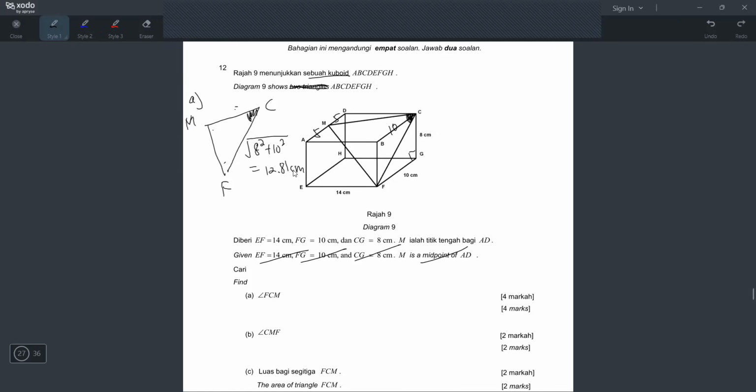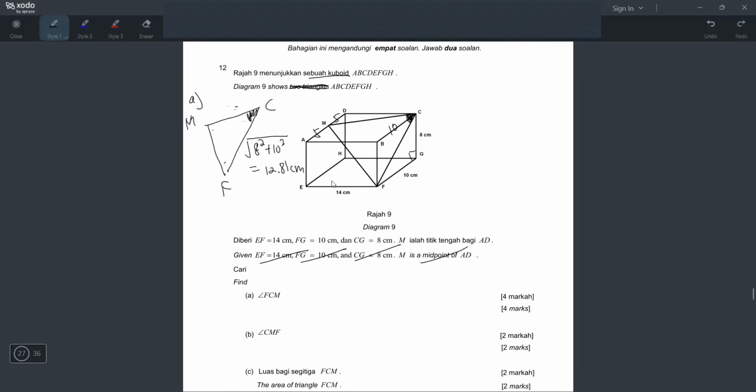And can we find this length also? MF? Yes, right? And then MC also, yes. It means we use Pythagoras theorem to find all three lengths. And after you find all three lengths, we can use the cosine rule to find this angle. Because when we have all three sides and we are trying to find any angle inside, you can use the cosine rule. Okay, let's find MC first.